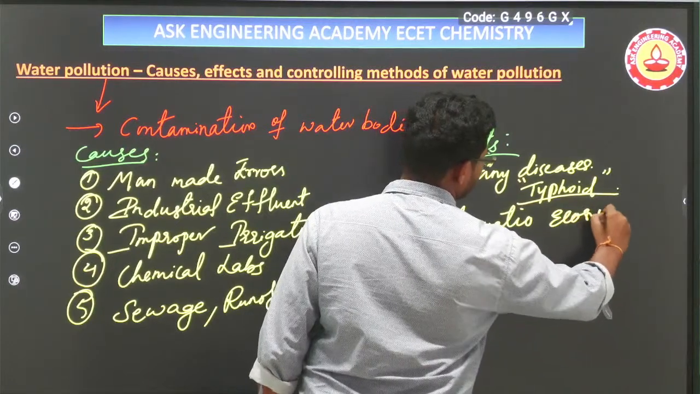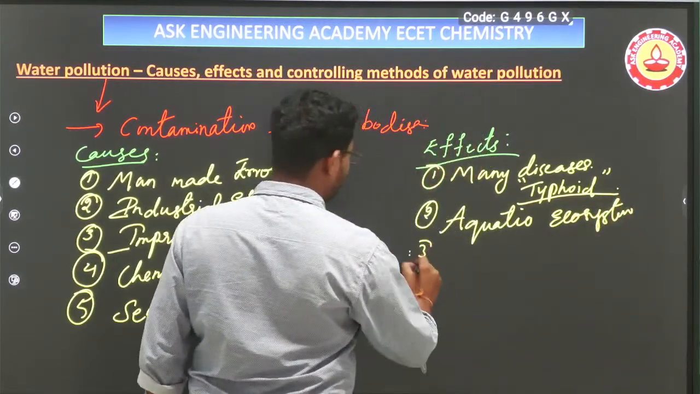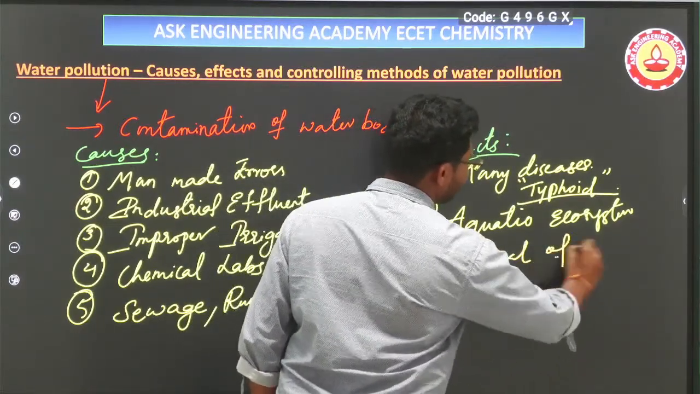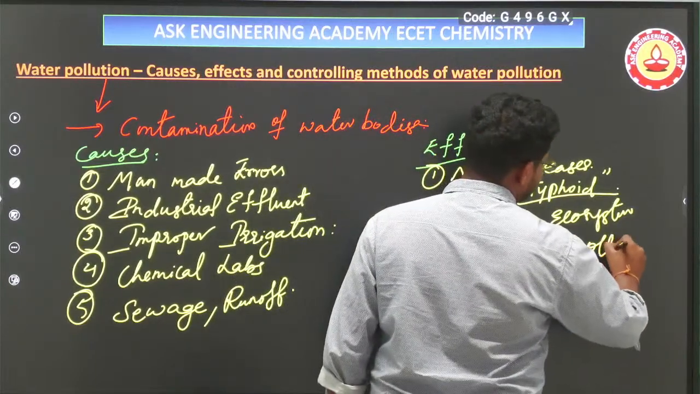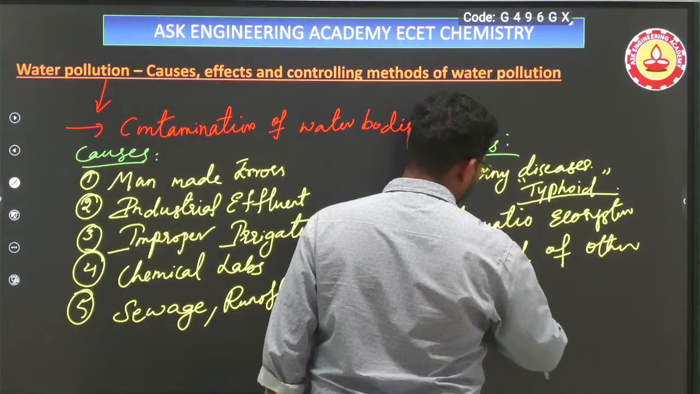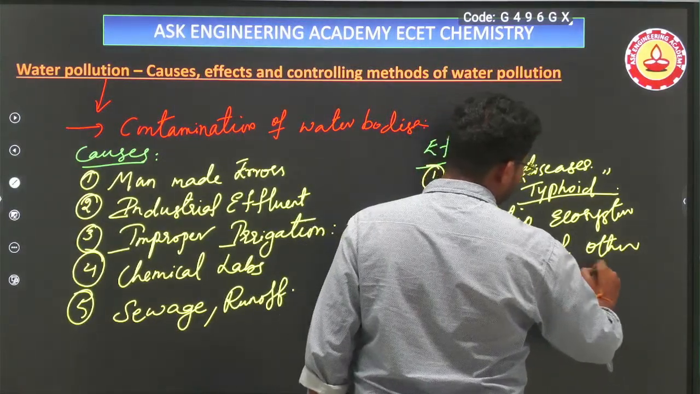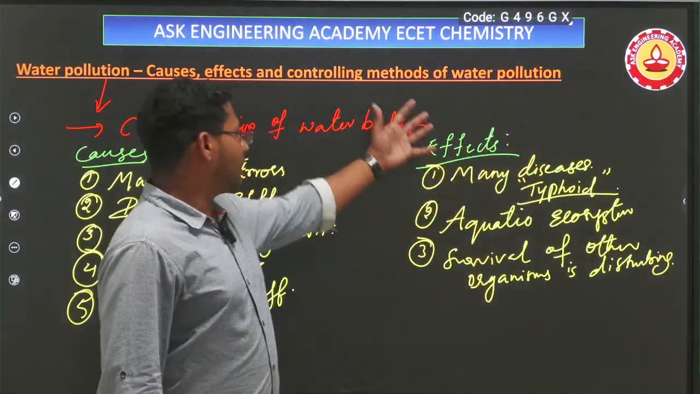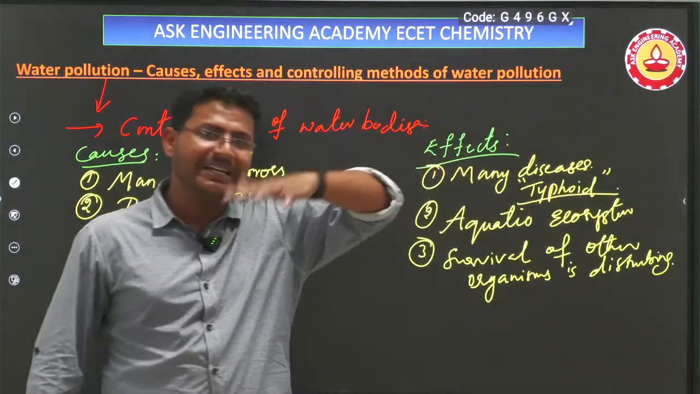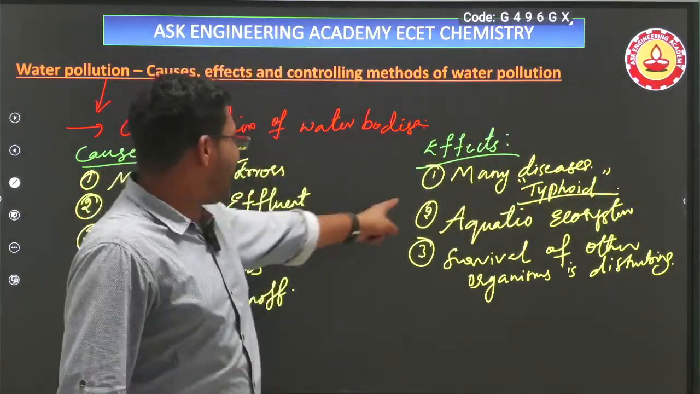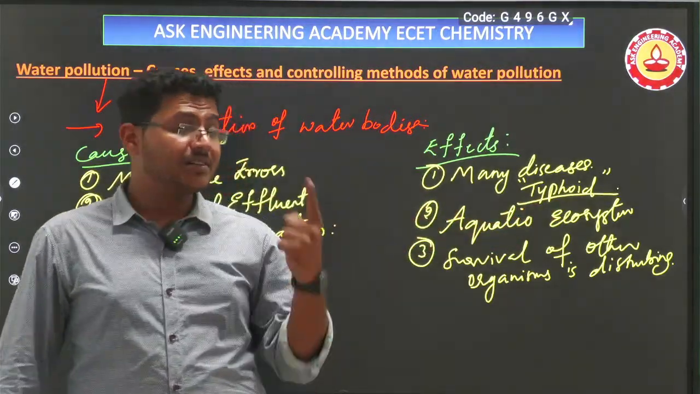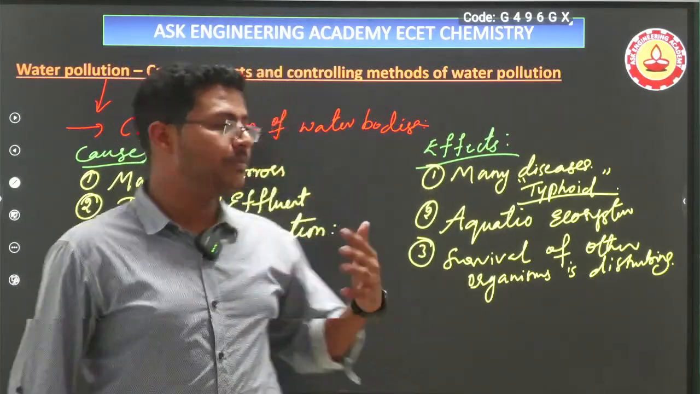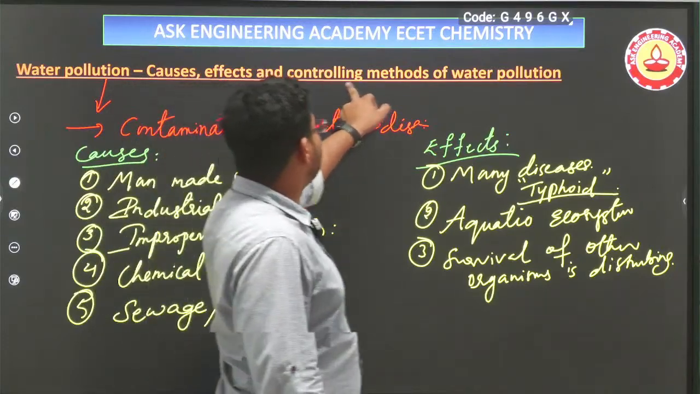Aquatic ecosystem getting disturbed. Third one is survival of other organisms is becoming difficult. Survival of organisms is disturbed. So due to water pollution, many diseases arise and human life will be affected. Aquatic ecosystems are mainly affected, and next, flora and fauna, flora being plants and fauna being animals, in the oceans and seas are also getting disturbed because of water pollution. And now, the controlling methods of water pollution.